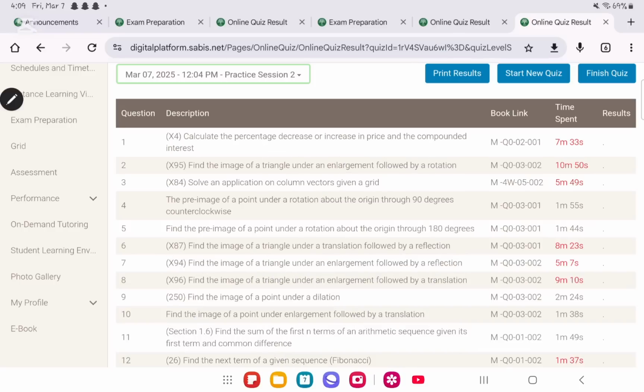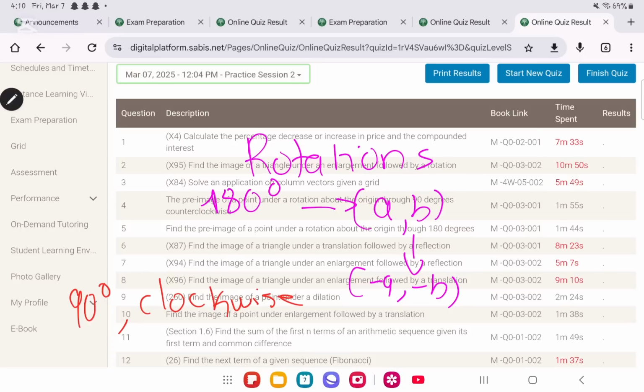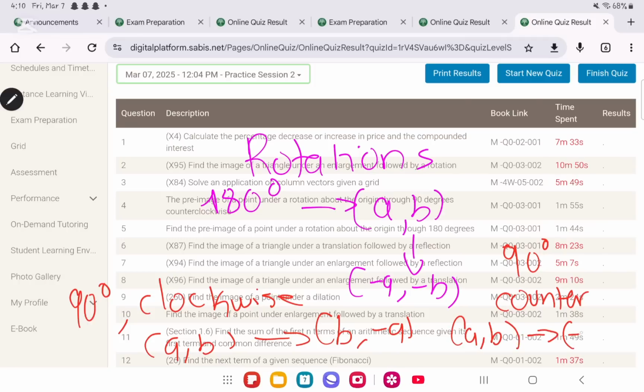For the rotations now, I'll choose a different color. If it's 180 degrees, it will change A, B into minus A, minus B. If it is 90 degrees, it could be either clockwise or counterclockwise. If it's a rotation of 90 degrees clockwise, then it will change A, B into B, minus A. And if it's 90 degrees counterclockwise, then it will change A, B into minus B, A. This is all the equations we need for this AMS.